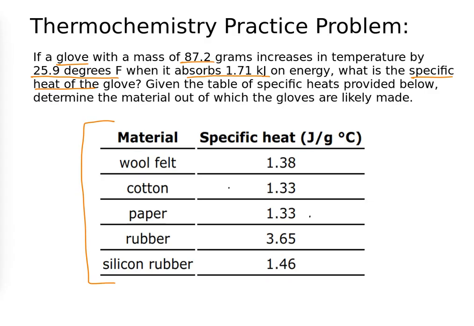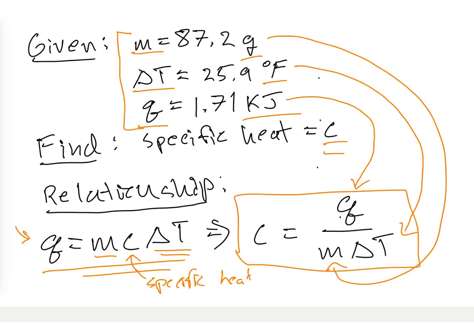Okay, so notice, look closely here. We are going to be comparing with specific heat values, tabulated specific heat values, and the units of those specific heat values are joules per gram degrees Celsius. Now, if we look at the units that we're given, it's grams, degrees Fahrenheit, and kilojoules. Okay? So before we can plug things in to this equation, we're going to have to stop for a second and carry out some unit conversions.